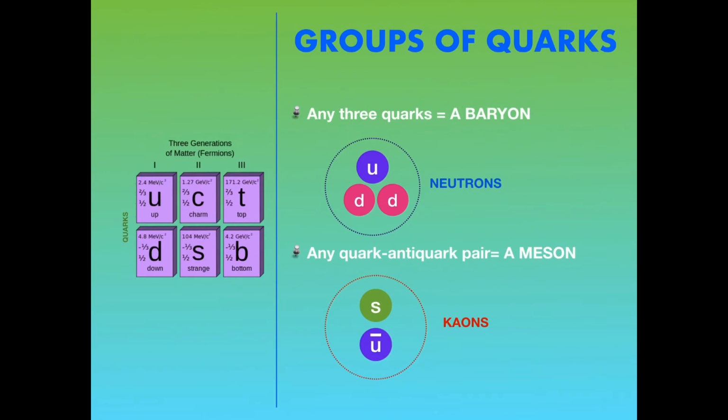Any 3 types of quarks grouped together form a baryon, and any 1 antiquark and quark paired together form a meson. Neutrons are the most popular example of baryons, and kaons are the most popular examples of mesons. We'll learn about what exactly antiquarks are in another upcoming video. If you're really desperate to learn about what they are, then you can go watch my film called The Yin and Yang of the Universe, which explains everything you need to know about antimatter. But for now, let's stick to this video.